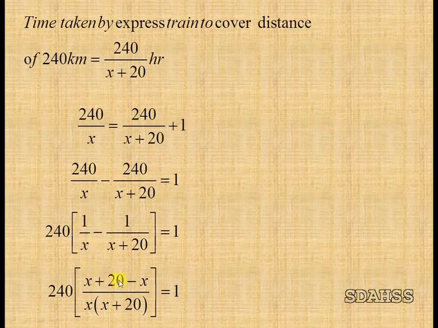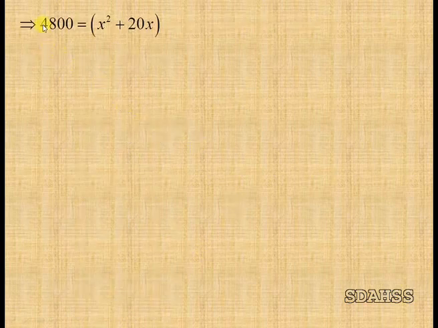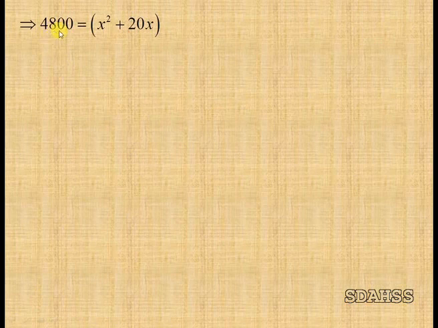Cross multiply: x plus 20 minus x, into 240, equal to 1. Plus x minus x cancel. So remaining 20 divided by x into x plus 20. Then 240 into 20, 4800 divided by x into x plus 20, that is x square plus 20x, is equal to 1. So 4800 is equal to x square plus 20x.